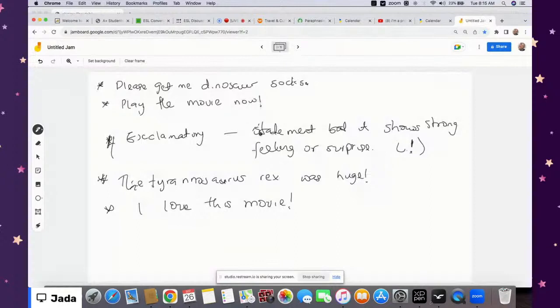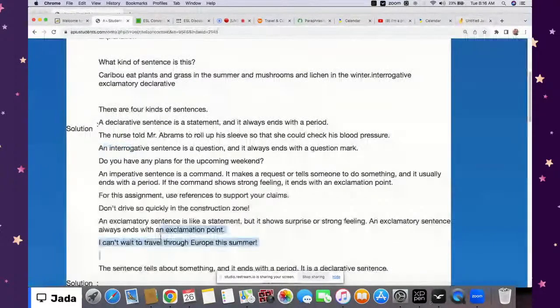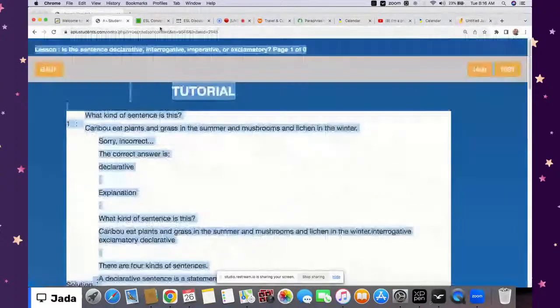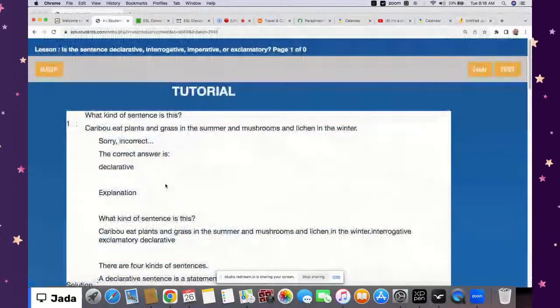And then the exclamatory, it's just like a statement, but it shows strong feelings or surprise. So the Tyrannosaurus Rex was huge. I love this movie. So yeah, that's it for the four kinds of sentences. So we'll go through the tutorial questions before we move into the test.